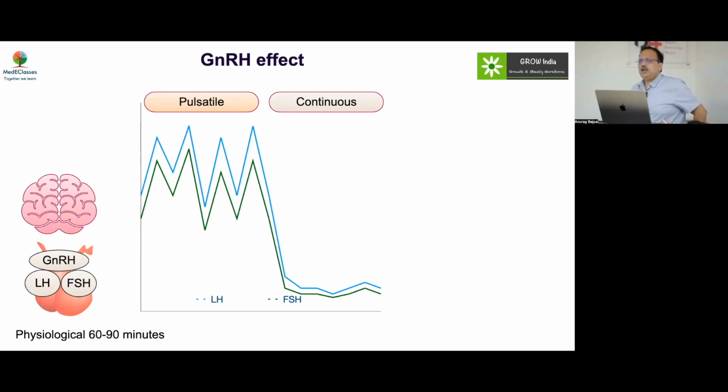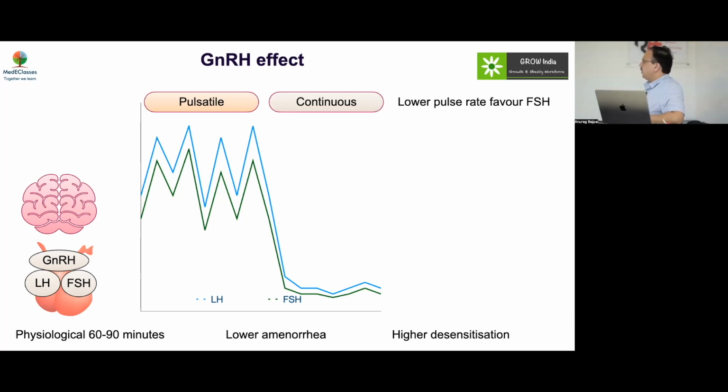So typically, every 1 to 1.5 hours, you will have a peak which will happen. If your pulsatile secretion is less, you will develop functional amenorrhea. So in functional states, your status goes towards a lower level, FSH predominant response and amenorrhea. If it's very high level, you will have desensitization. Now, a lower frequency of pulses prefers FSH. A higher number of pulses prefers the secretion of LH.